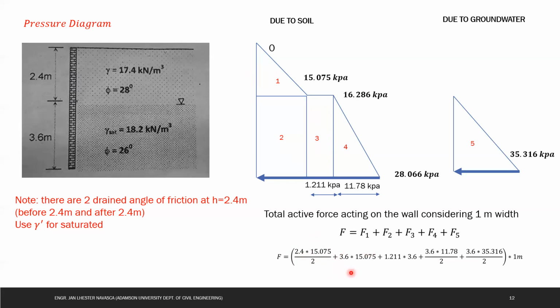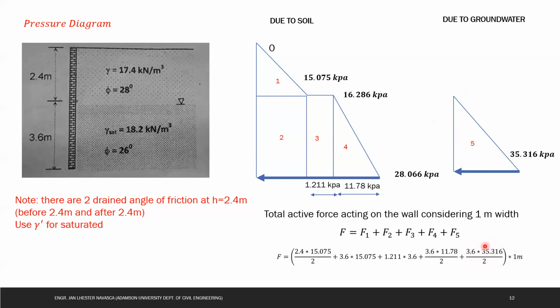The area of the second area, which is a rectangle, is 15.075 multiplied by the height 3.6, so base times height. The area 3 is also a rectangle, which is 1.211 times 3.6. The area of 4 is 11.78 multiplied by 3.6 divided by 2. And the area of area 5 is 3.6 times 35.316 divided by 2.